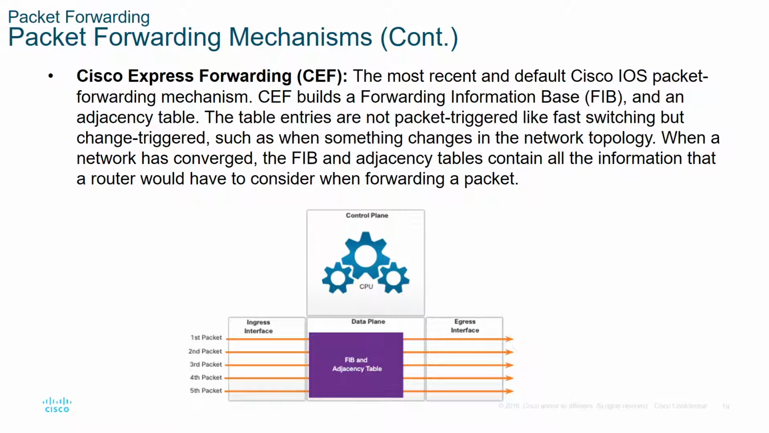Cisco Express Forwarding is the most recent and default Cisco IOS packet forwarding mechanism. Cisco Express Forwarding builds a Forwarding Information Base and an adjacency table. Table entries are not packet-triggered like fast switching, but change-triggered, such as when something changes in the network topology. When a network has converged, the Forwarding Information Base and adjacency tables contain all the information that a router would have to consider when forwarding a packet.